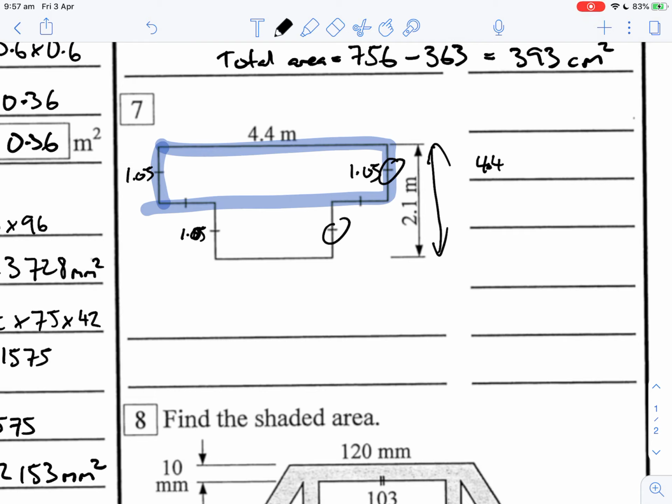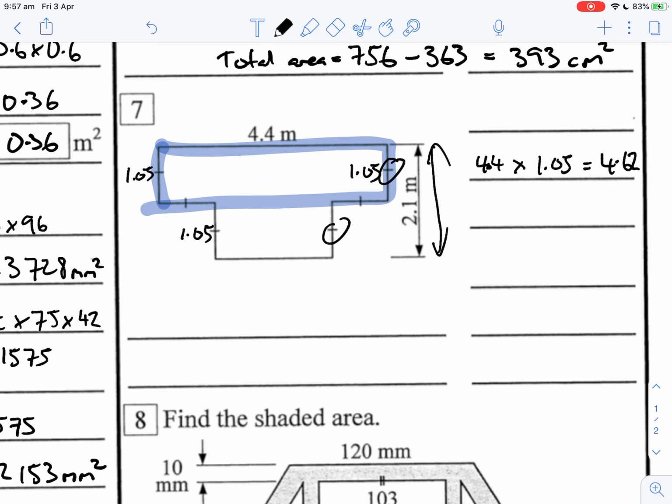Oopsies, that's a 0. Make sure you can read my writing. I'm a little bit rough. There we go. So 4.4 times 1.05 to get my blue rectangle. So 4.4 times 1.05 is going to give me 4.62 for the first one.